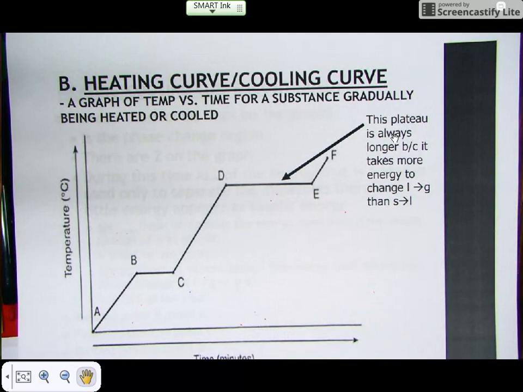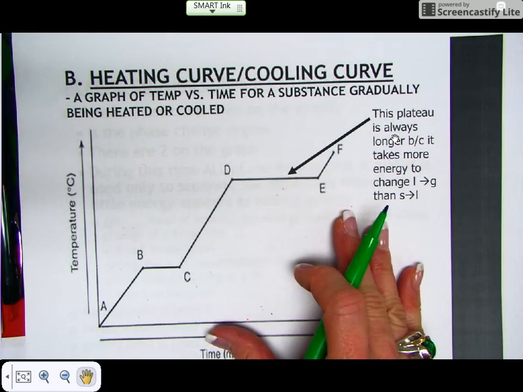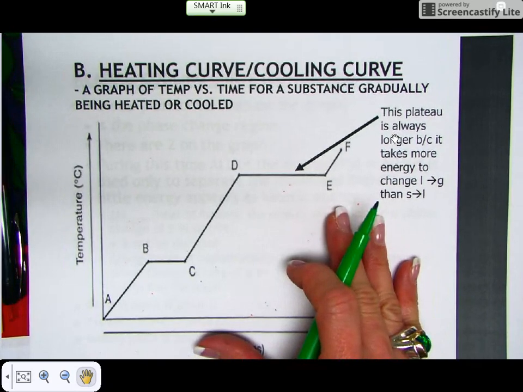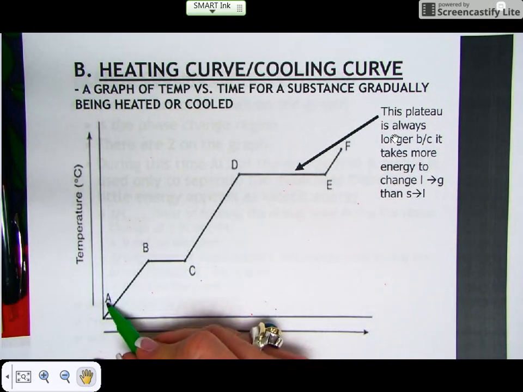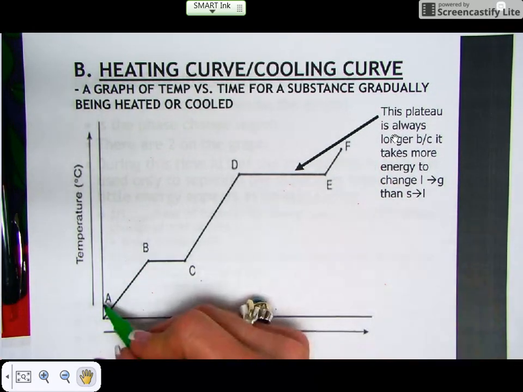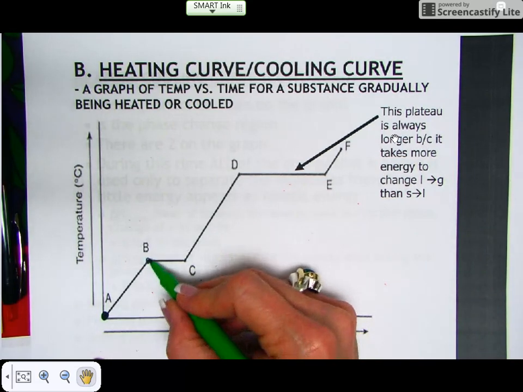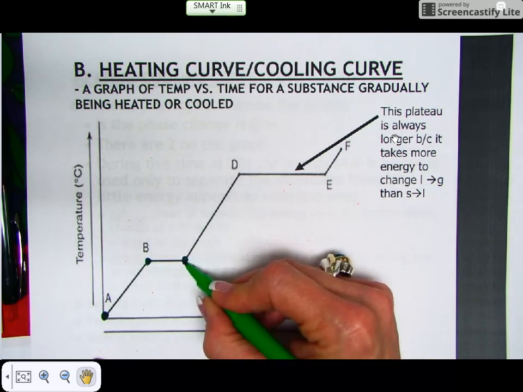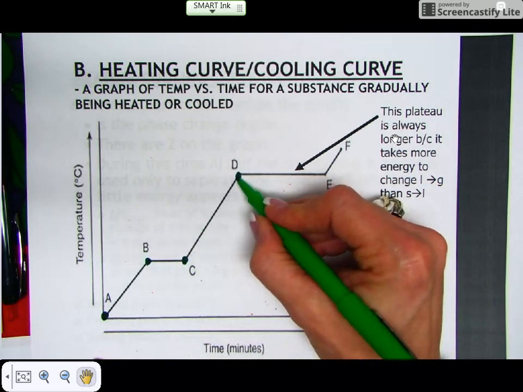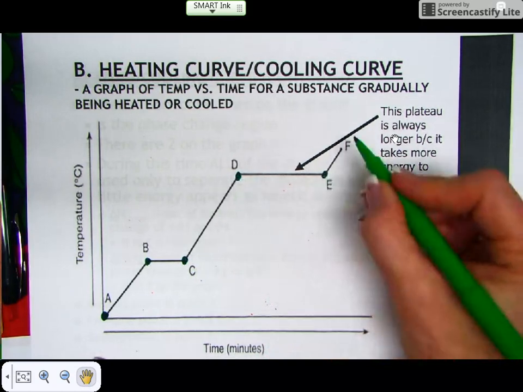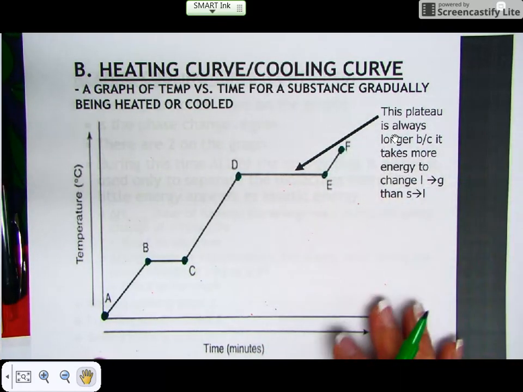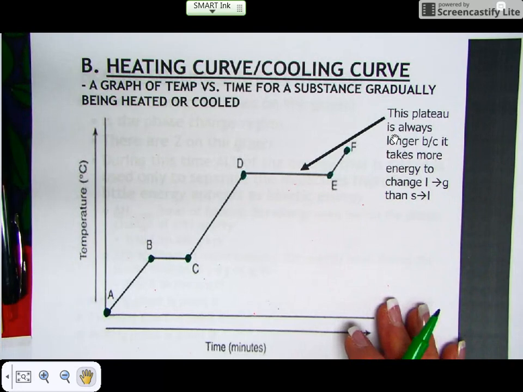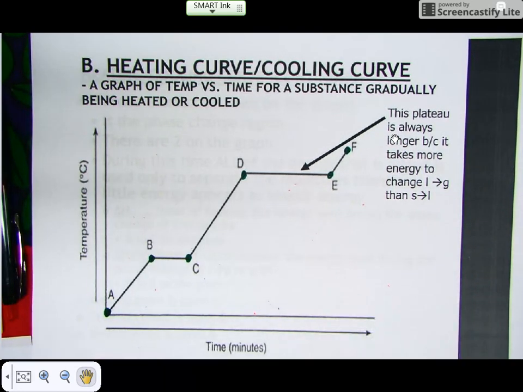I want you to notice here, and I'm going to clarify on my chart, I've got points A, B, C, D, E, F. A is representing this point. B is representing this point. C, D, E, and F. All right, so let's talk about what state of matter is present at each point on the heating curve.